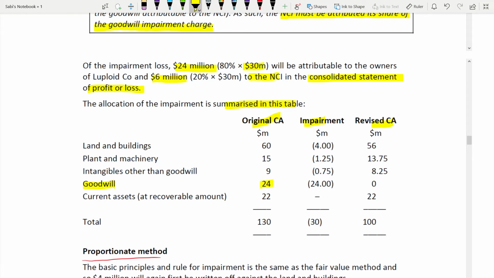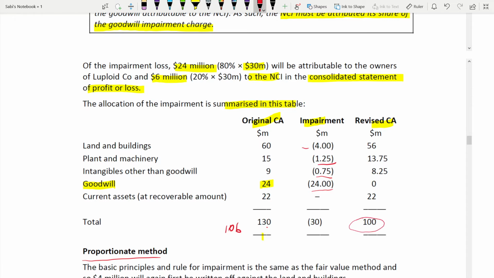Because before it was 106, if you see. Before that 24, it was 106. Now it's 130. So only that change, everything else remains the same. Impairment 4. Impairment will be in brackets. Out of 60, you are taking 4 out, because of land and buildings impairment. Then we calculated this 1.05 and 2.25, and 24 fully you can take from the goodwill. So you are remaining with 30 impairment. So from 130, if 30 goes, 100 only.